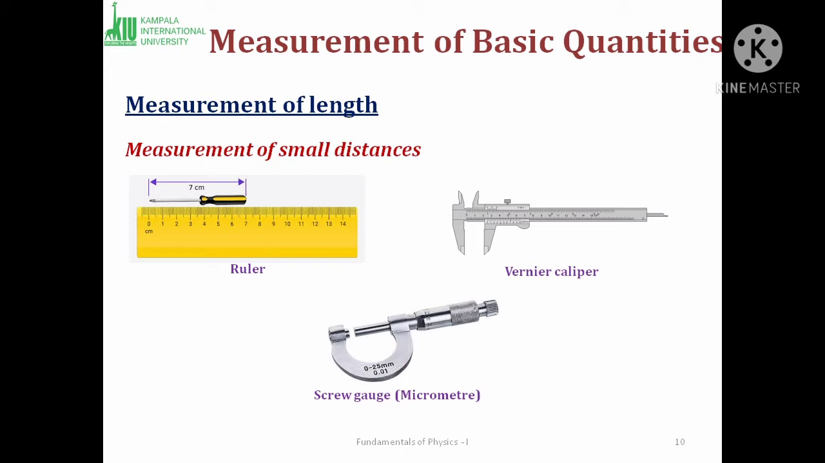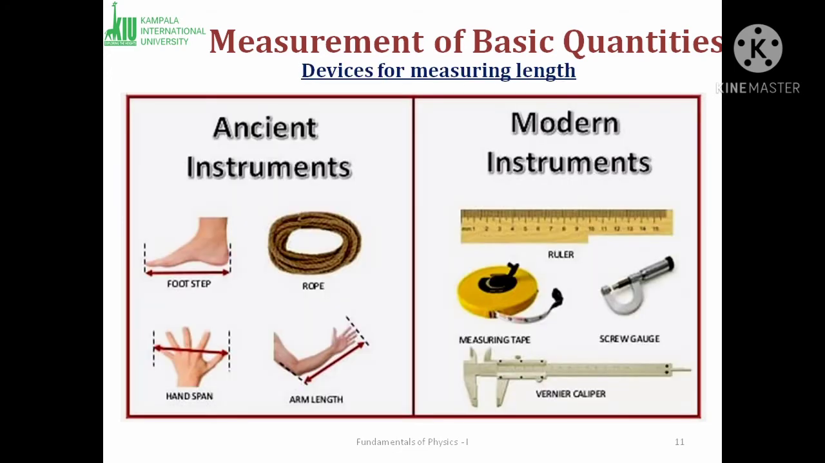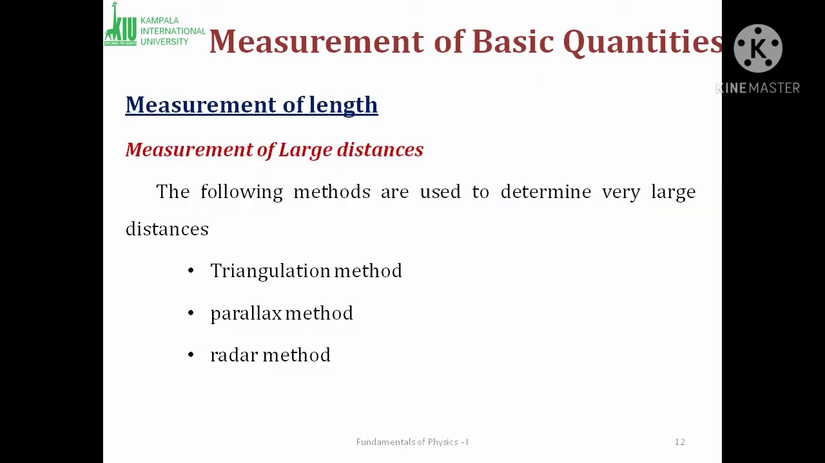Right. And next, devices for measuring length. These are the ancient instruments, that is footstep, a rope, handspan, arm length. These are the modern instruments, that is ruler, measuring tape, screw gauge, vernier caliper. Right. Then measurement of large distance.